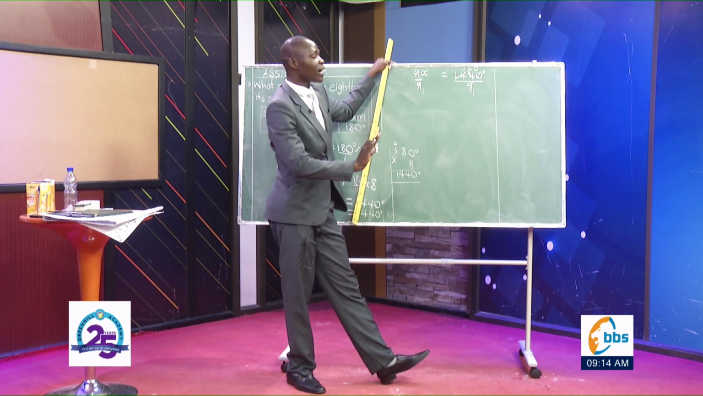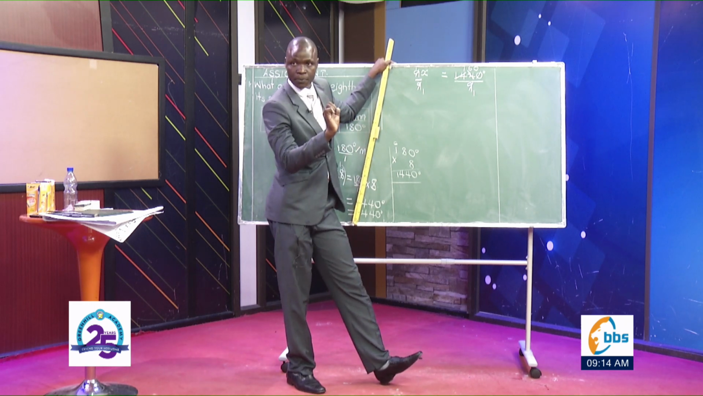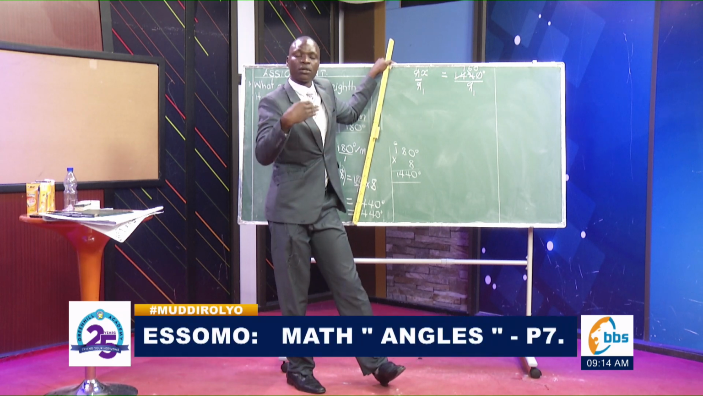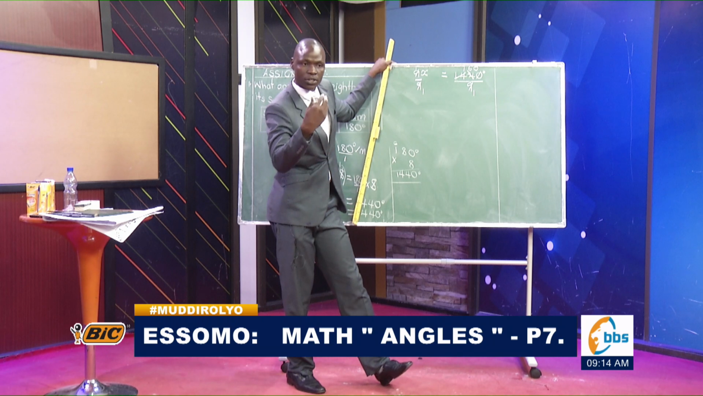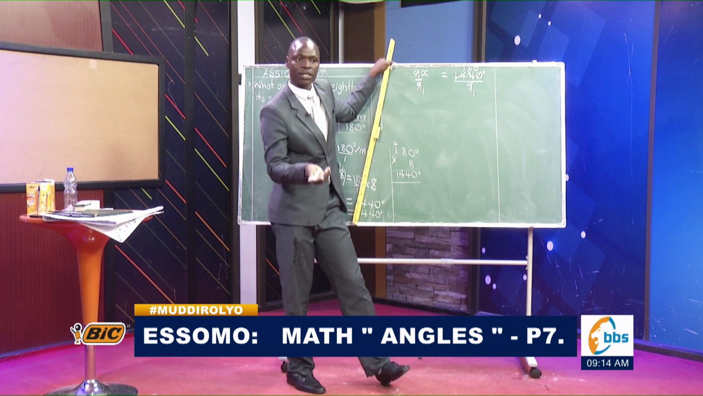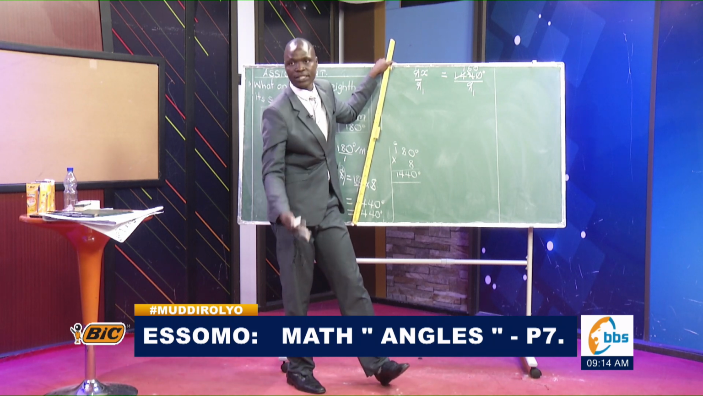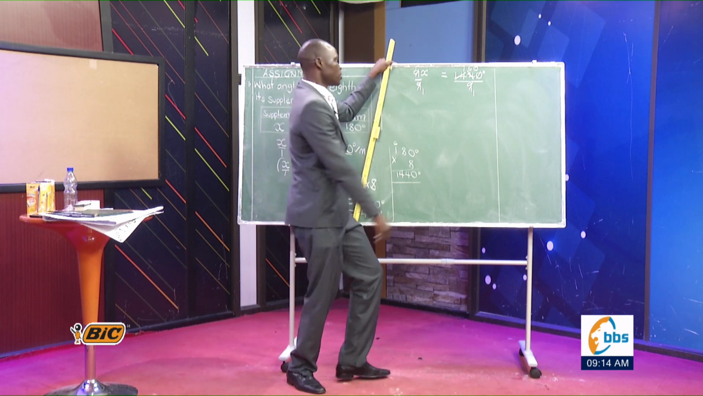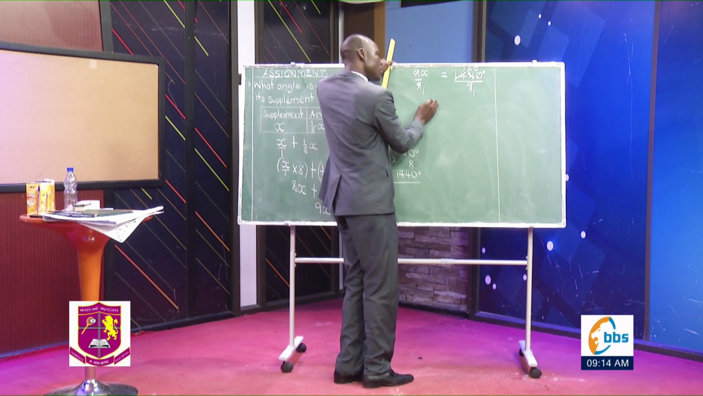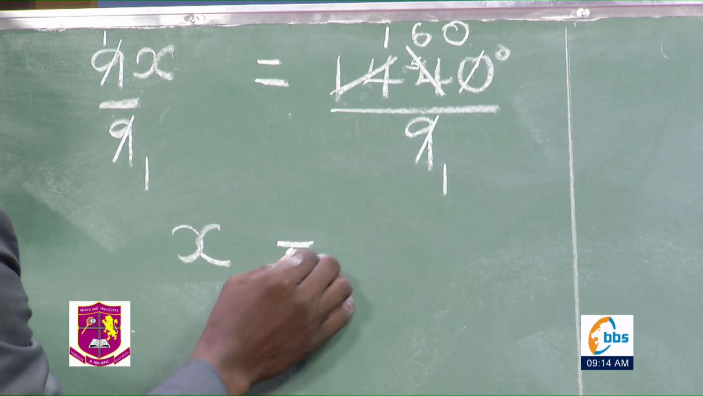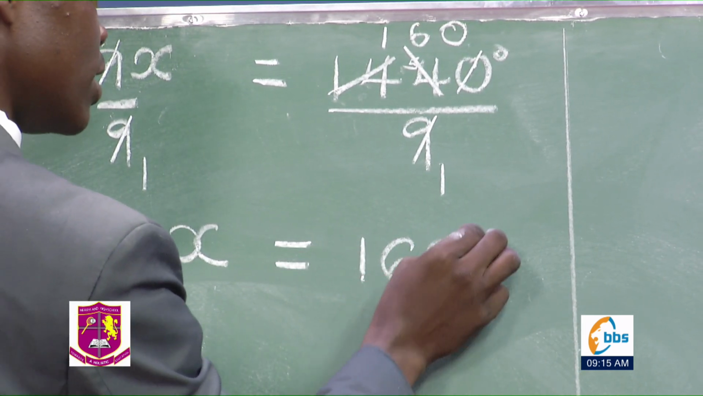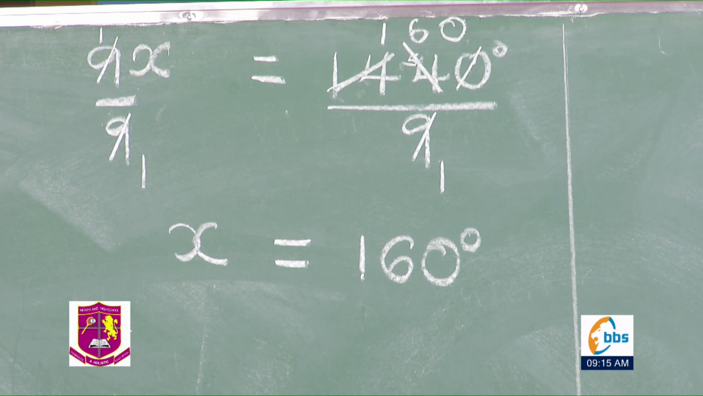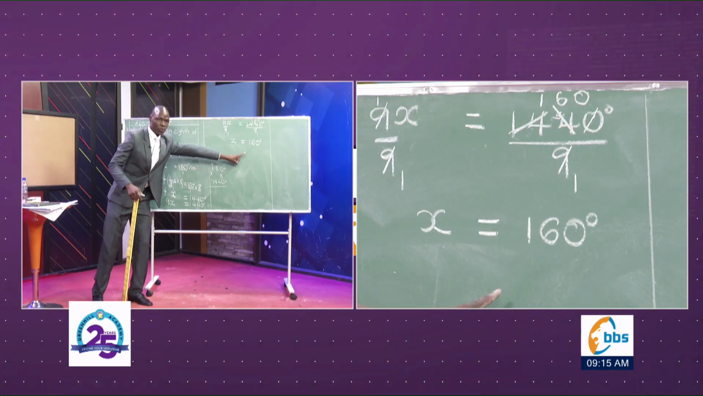Very soon we shall look at multiples. I'll try to give you hints on how to find multiples. I use those simpler ways to see that everybody succeeds. So here we shall remain with x, which is equal to 160 degrees. The value of x is 160 degrees.